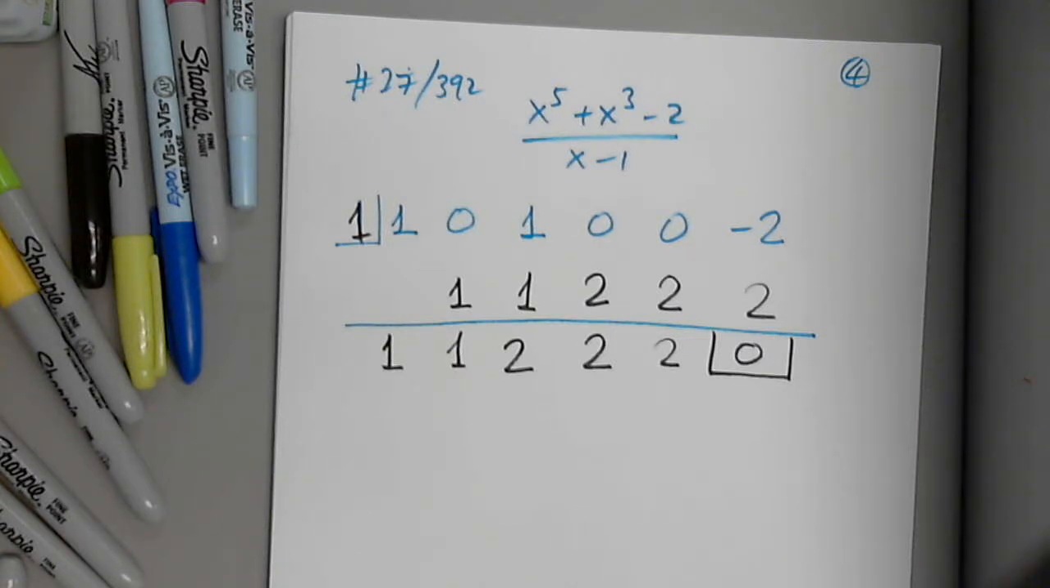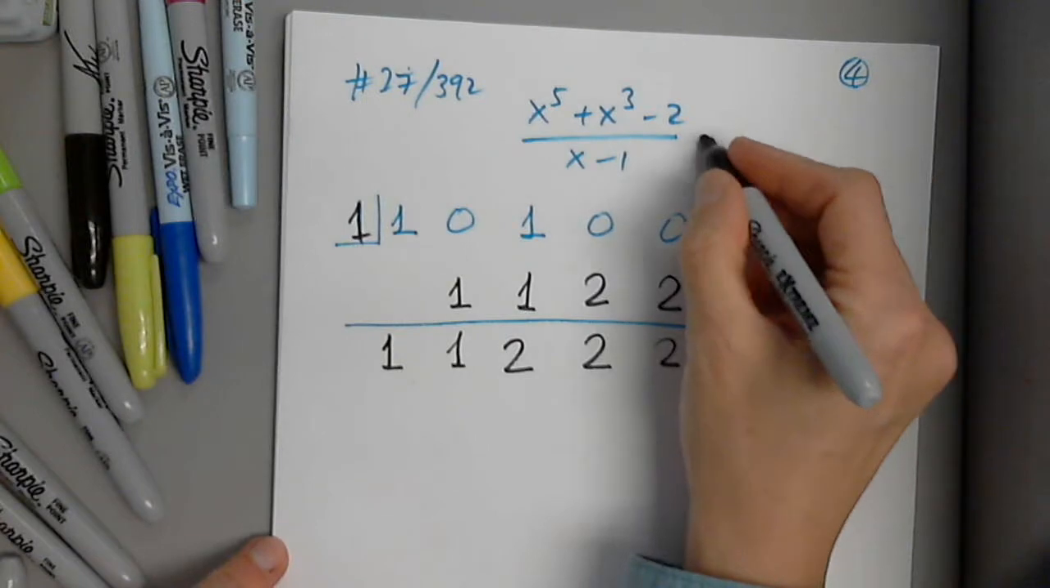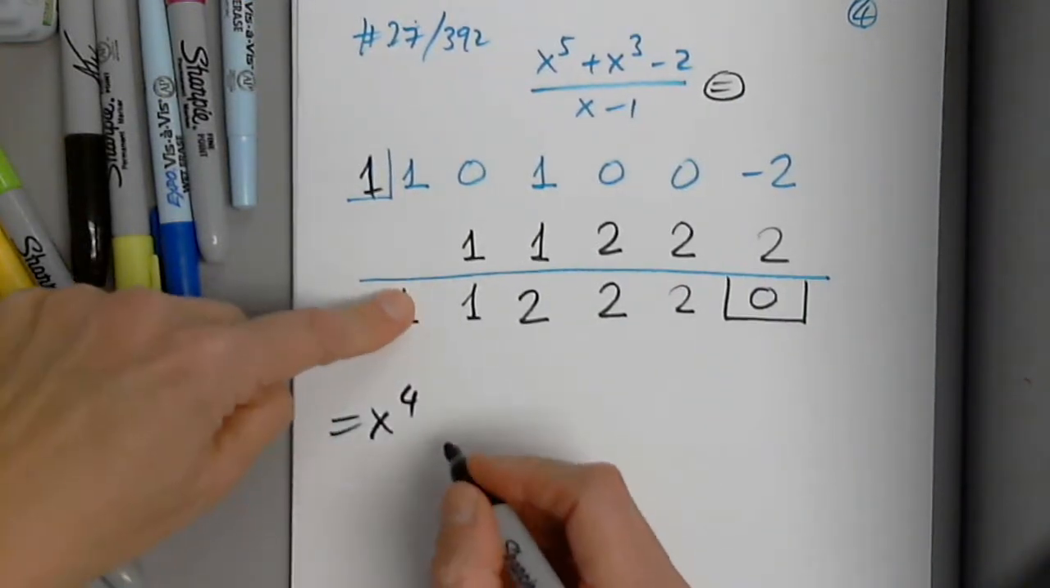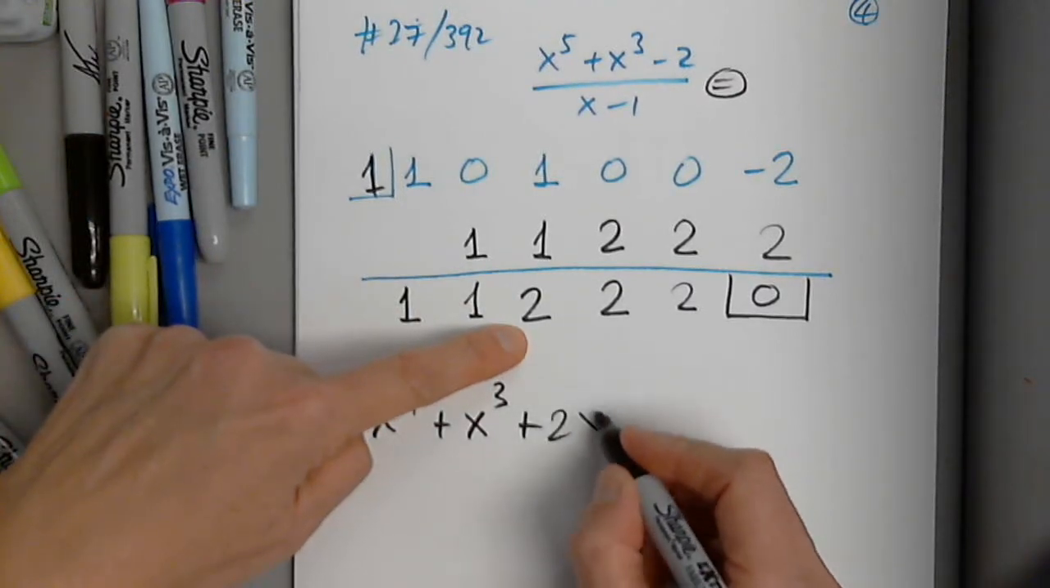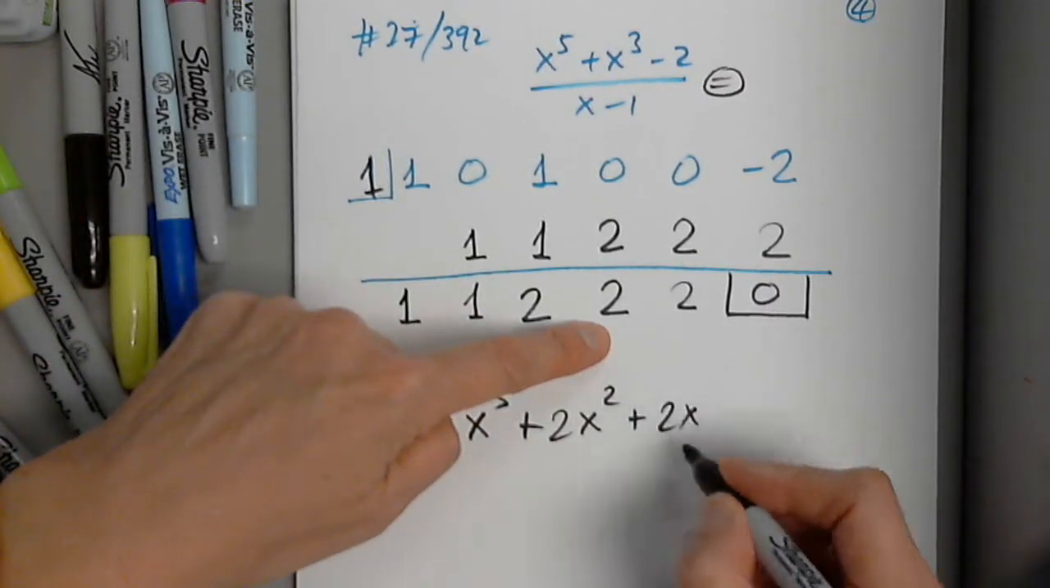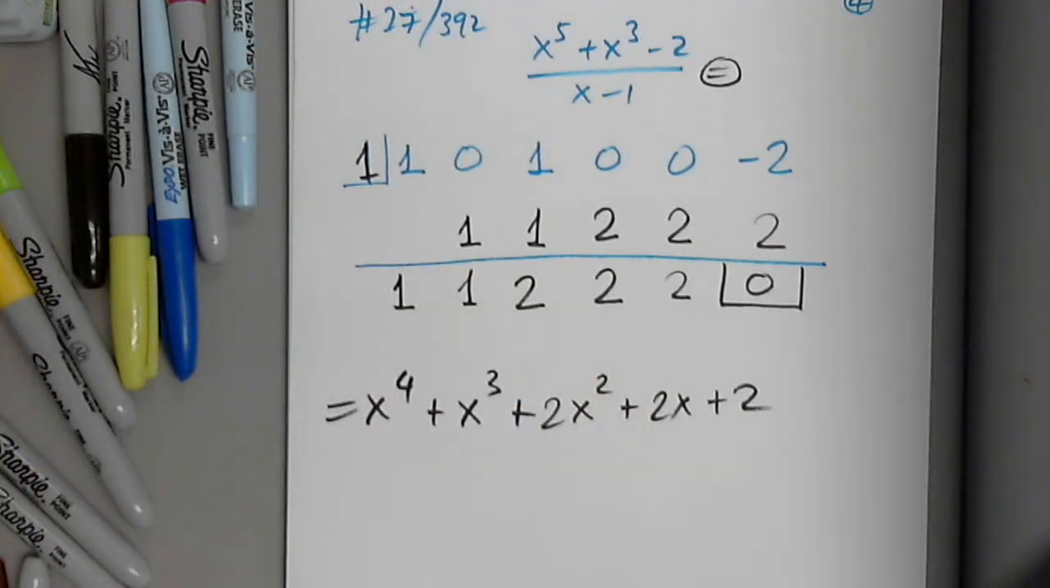It must be a factor of the numerator because the remainder is 0. I divided degree 5 by degree 1. What degree do I get? So what is the answer? Please dictate the answer. X to the 4th plus x to the 3rd, 2x squared, 2x plus 2. Very good. So the 5 disappears. Because you divided it and now it's degree 4. Right.